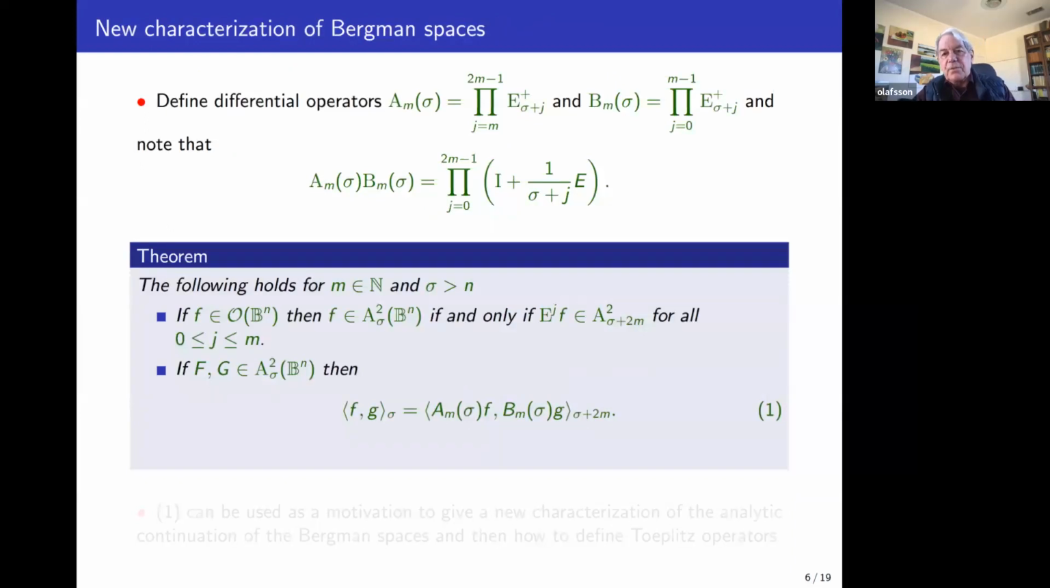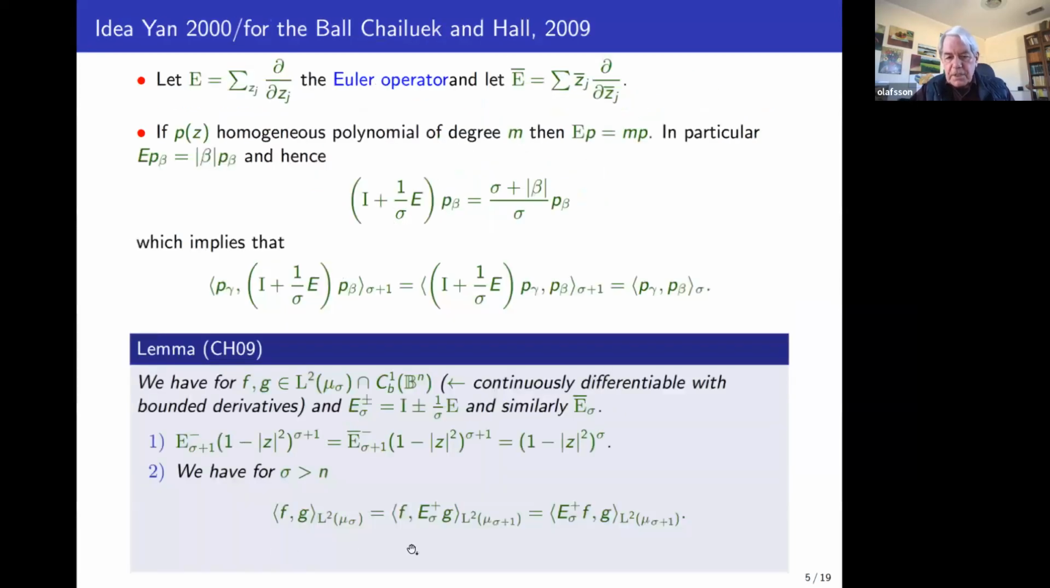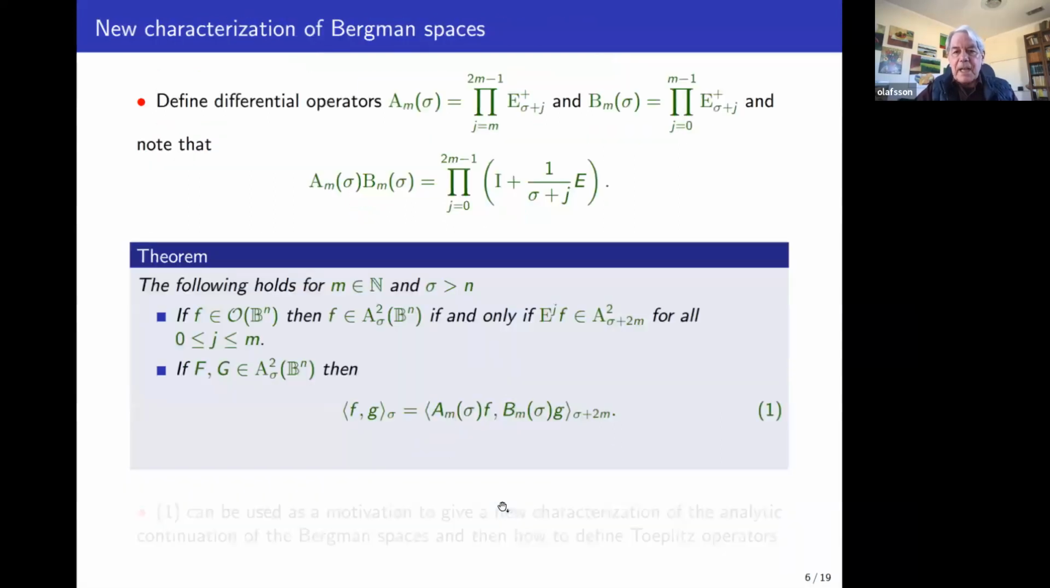Okay, and this now leads to the following basic idea in this analytic continuation. We define a higher order differential operator just by moving it up, because if you want to do this again, you would have to apply this operator again, but now with sigma plus 1. And you can do this as many times as you want to. And this leads then to the following. We don't really need so much the first part, that F is in A2 sigma if and only if certain derivatives are in there. And if you have two functions in the Bergman space, then you can calculate the inner product by applying those differential operators.